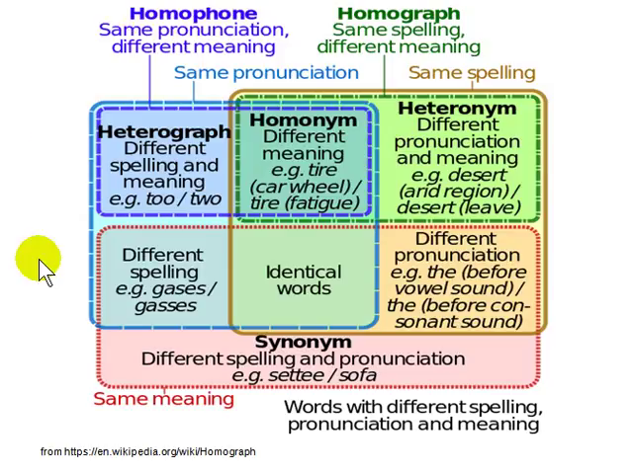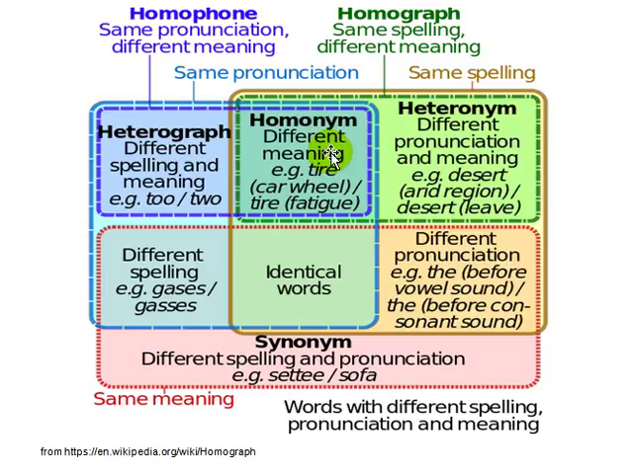So let's look at the different kinds of ambiguity that come about here. Heterograph is different spelling and meaning. Two and two. The spelling is different, the meaning is different. In this case, different spelling, gases and gases. They have different spelling, but they mean similar things.